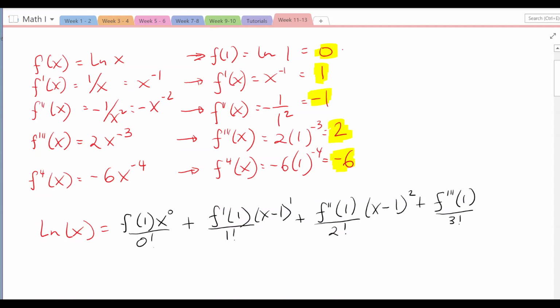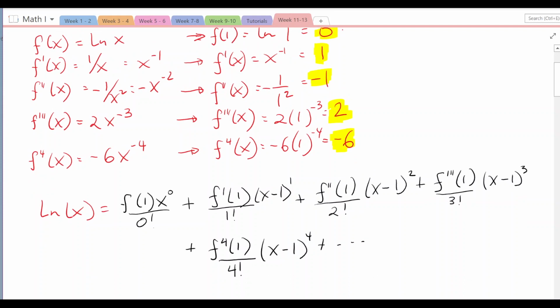All of these are the coefficients, and then our series is x minus 1 to the power of 3. Not enough space, let me put it below here. f4 at x equals 1, just put 1 directly, and then divided by 4 factorial multiplied by x minus 1 to the power of 4, and then dot. I think that should be enough.